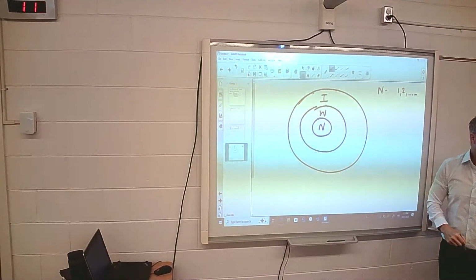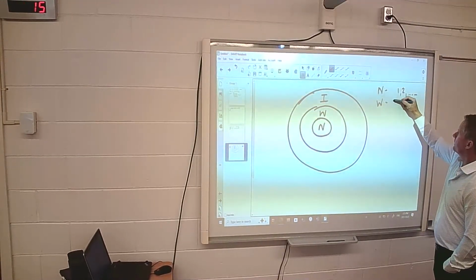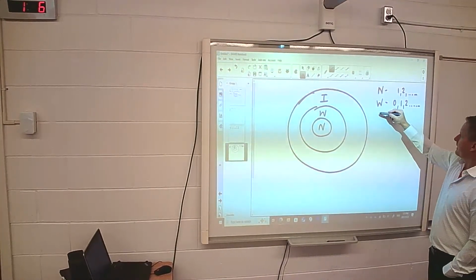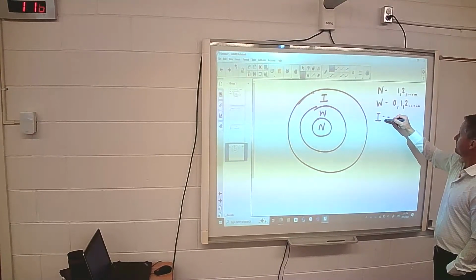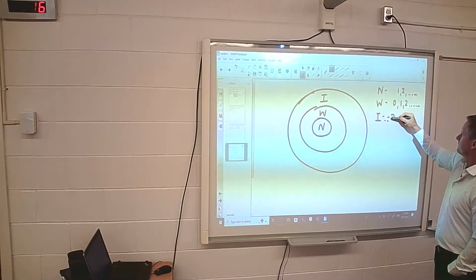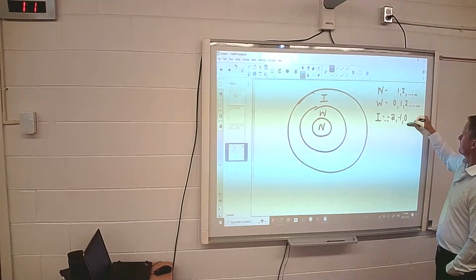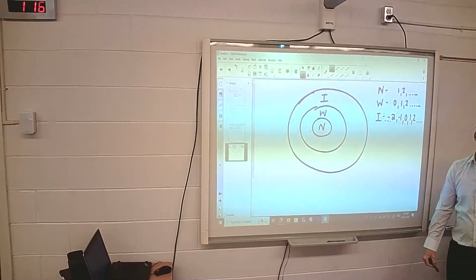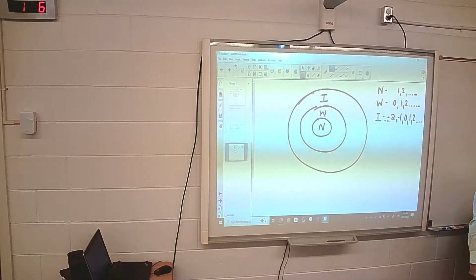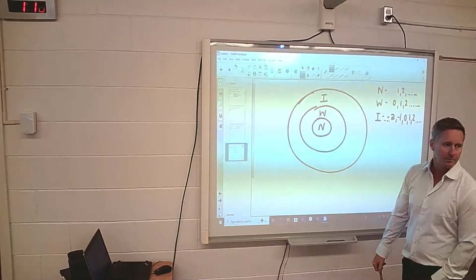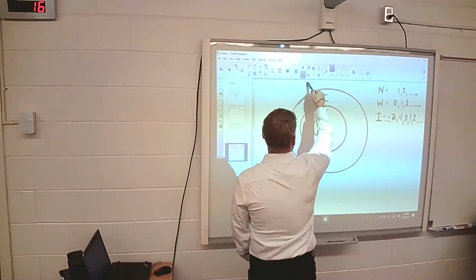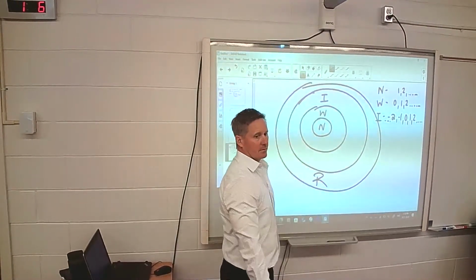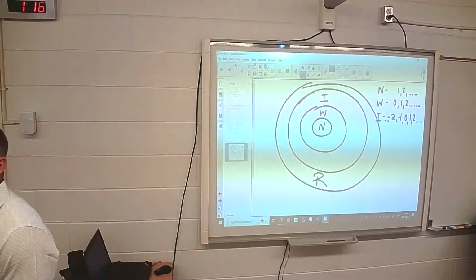natural numbers is that. Whole numbers is this. And integers is that. And what are they all? Real. They're all real numbers.